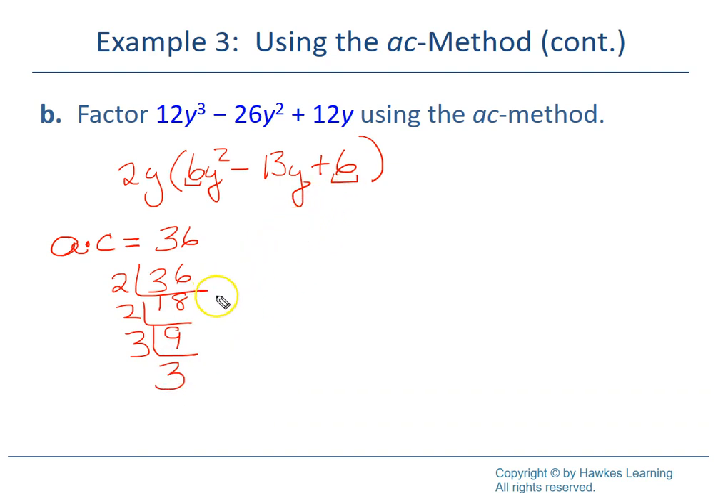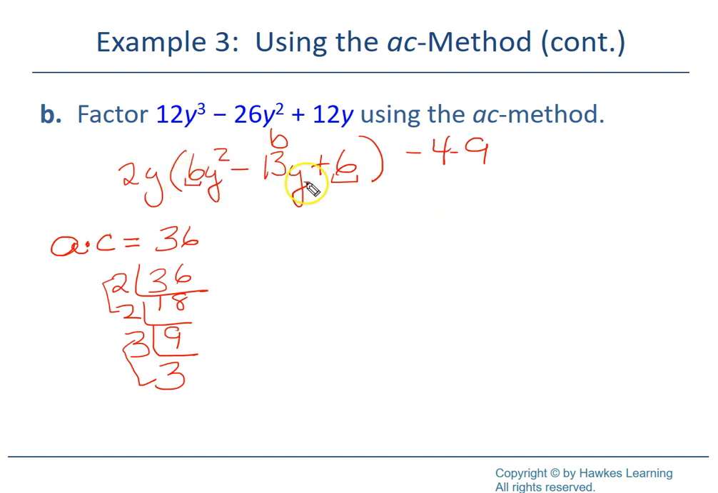Now, we want to end up with a 13 as our middle term. So this one's sort of easy. It's 2 times 2 is 4. 3 times 3 is 9. So our b term here, we're going to use a 4 and a 9, and they're both going to be negative.